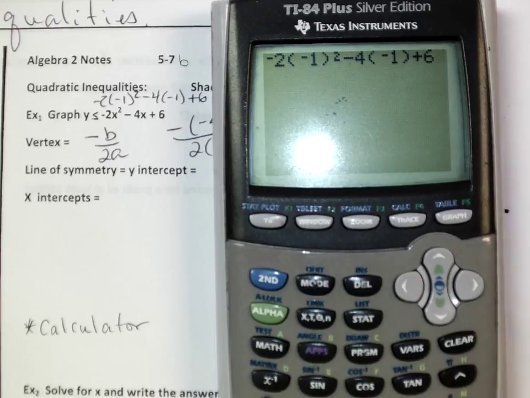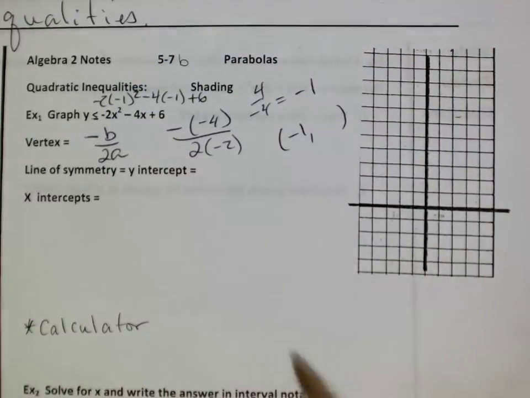I got negative 2 times negative 1 squared, subtract 4 times. Now there's a difference on the calculator between negative and subtract, right? And it's a different button too. One button is the subtract button, the other button is the negative button. So I push enter and I get 8, okay? So my vertex is at negative 1, 8.